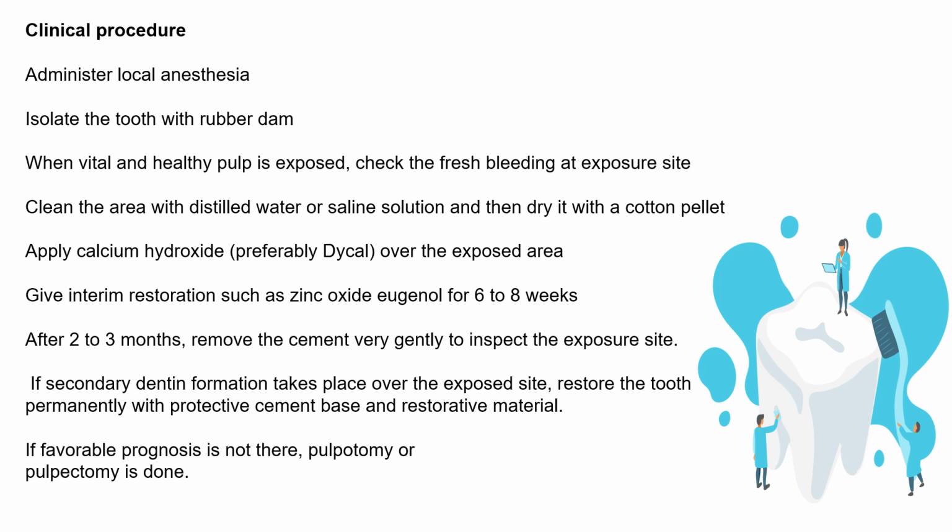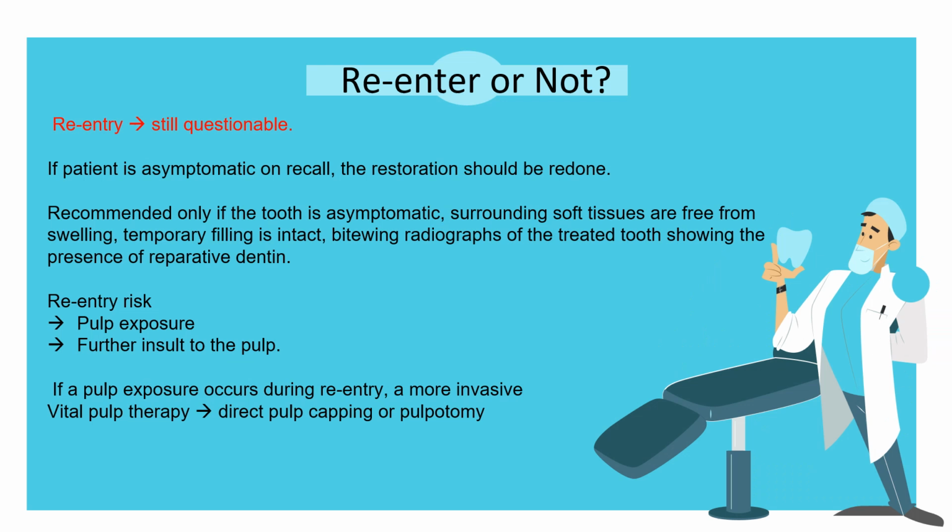After 2 to 3 months, remove the cement and gently inspect the exposure site. If there is formation of secondary dentin, restore the tooth permanently with a protective base and then a restorative material. If there is no favorable prognosis, you might have to proceed to pulpotomy. If not, you can even proceed with pulpectomy if required. So there is always a dilemma whether to re-enter or not. Re-entry is still questionable because it comes with its limitations.